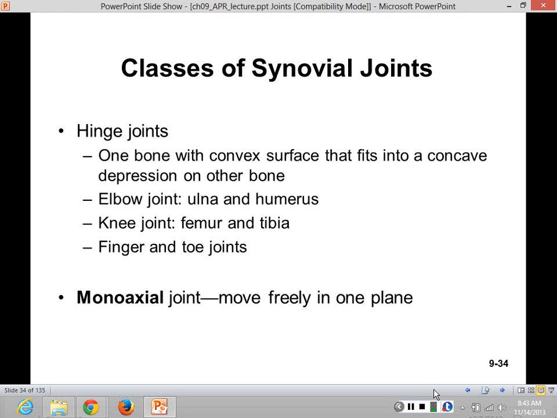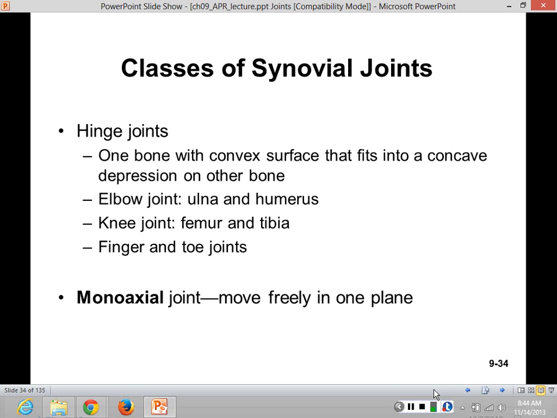Then you have the hinge joint. Often think about a doorknob, the opening and closing of a door, which has a hinge on it. One bone with a convex surface fits into a concave depression on another bone. The elbow joint, which is the ulna and the humerus. Okay, your fingers, your toes. Now these are monoaxial joints. They move freely in one plane.